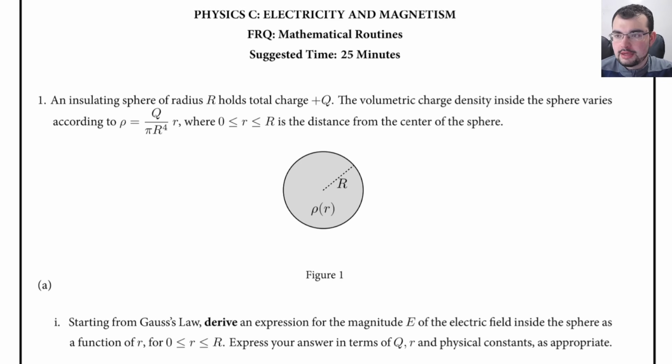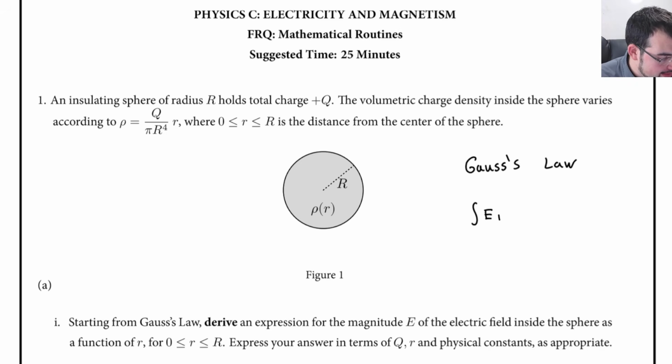Now, as per usual, the mathematical routines question is going to be the most involved because it's just simple math, simple math, simple math. So, got an insulating sphere of radius r. We have the total charge the sphere holds. And the charge density in the sphere varies according to this expression. So anytime you're given a density function and talking about spheres, we know that this problem is absolutely going to be about Gauss's law, where the electric flux through a closed surface is the enclosed charge divided by epsilon naught.